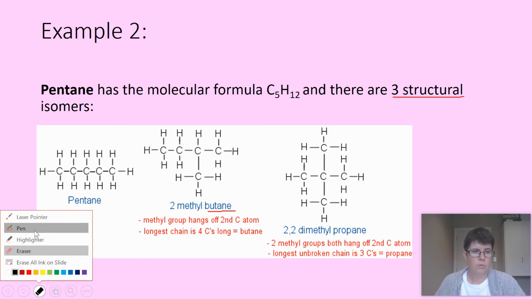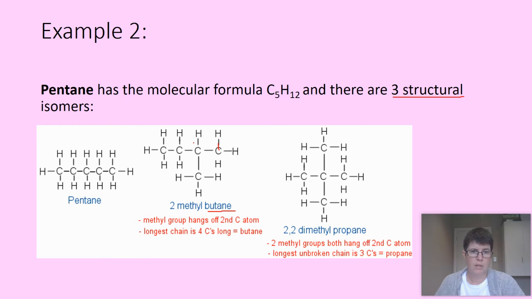Make sure that you number it so that the side chain has the smallest number possible. So it has to be numbered from this end, 1, 2. That's why it's 2-methyl. There's the methyl group attached to carbon 2, so it's 2-methylbutane. But it has the same number of carbons and hydrogens as pentane, which is C5H12. So these 2 molecules are structural isomers of each other.